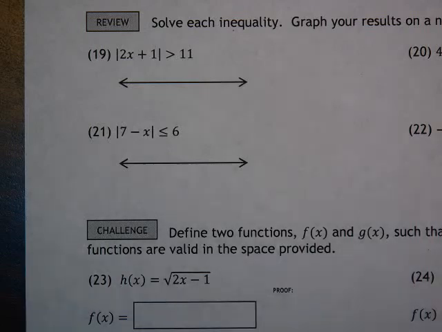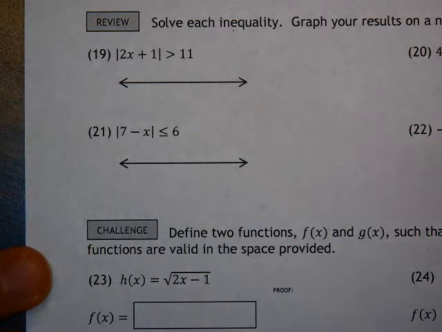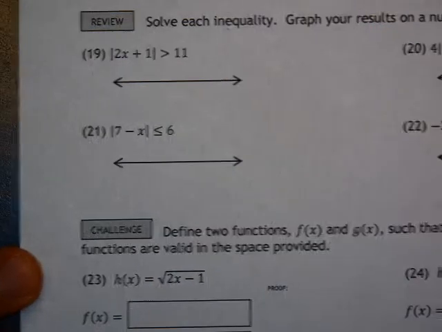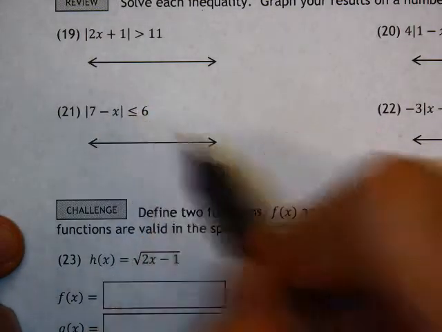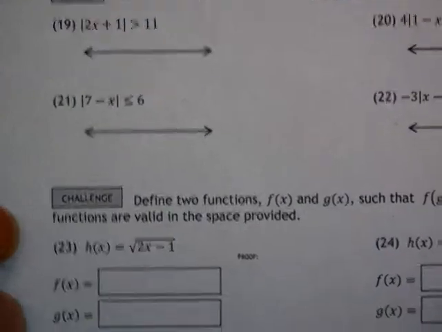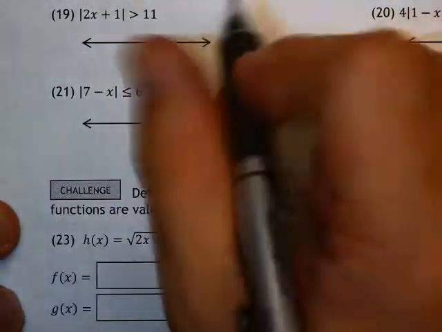Algebra 2, worksheet 3.5, numbers 21 and 22 are the ones I'll look at here, where we are asked to solve each inequality and then graph the results on the number line. So I've got, for number 21, the absolute value of 7 minus x is less than or equal to 6. Now, this one's going to be tricky because of that minus in front of the x.